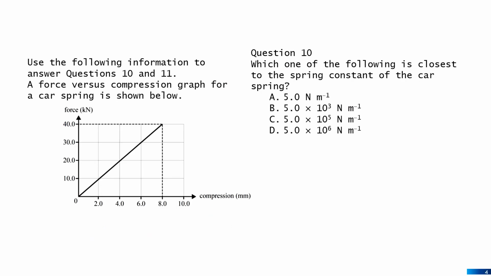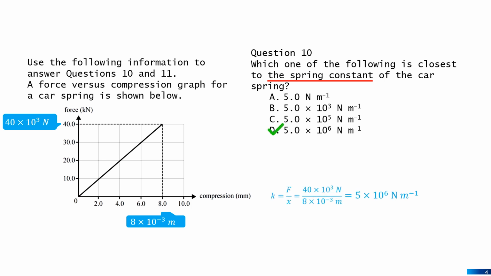The spring constant is the ratio of force to the change in length of the spring. Please pay attention to the units, in kilonewtons per meter and newtons. The result is the quotient of force to compression, and the value is equal to D.